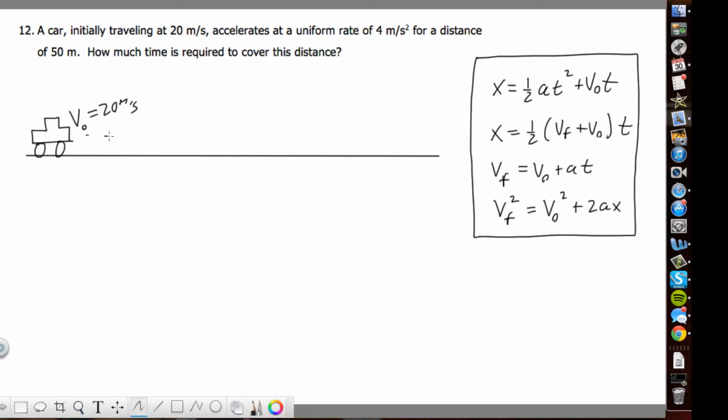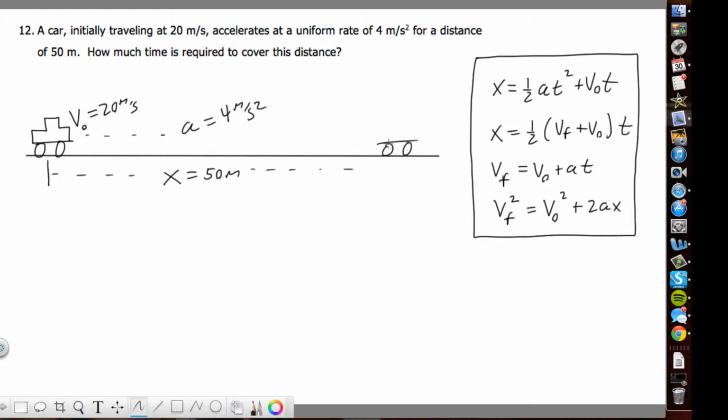And it accelerates, so this car accelerates with an acceleration of 4 meters per second squared for a distance of 50 meters. So that's our x. If you're really paying attention here, x, I told you last week, x is displacement, but displacement and distance are only different if the object changes direction, like if this car turned and went somewhere else. But if it's moving in a straight line, its distance and displacement are the same thing. So the distance covered here is 50 meters.